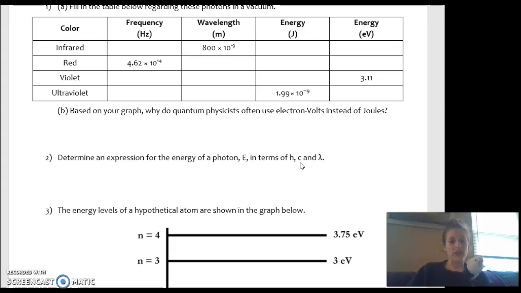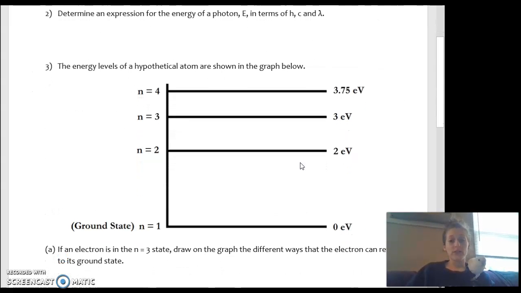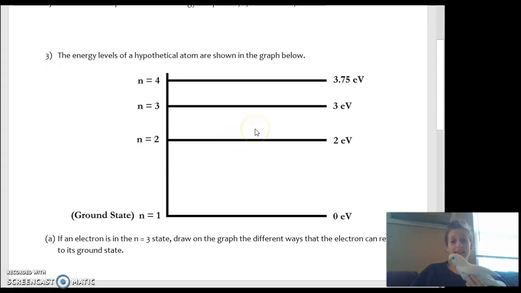The next question on this is looking at energy levels. So the energy levels of a hypothetical atom are shown in the graph below. And what this means, remember, is this is the kind of space that an electron can occupy around the nucleus, right? So if we kind of think of that planetary orbit model, you can have electrons at any of these levels depending on the amount of energy the electron has.